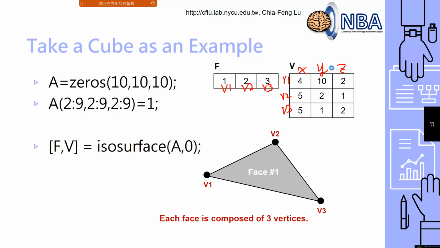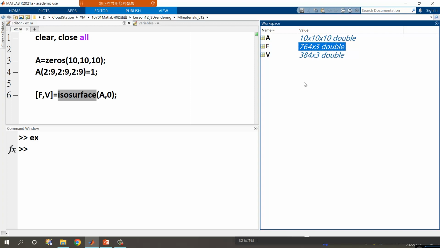So let's come back and take a look right here. For the example that I just displayed for you, how many faces can this A be reconstructed using? Take a look. Actually, 764 faces right here, right? And again, each face would be represented by 3 vertices, so you can see 3 columns right here. But the most important thing is that for each vertex, you need to define the coordinates. So now you can see V right here, you actually have 384 vertices.